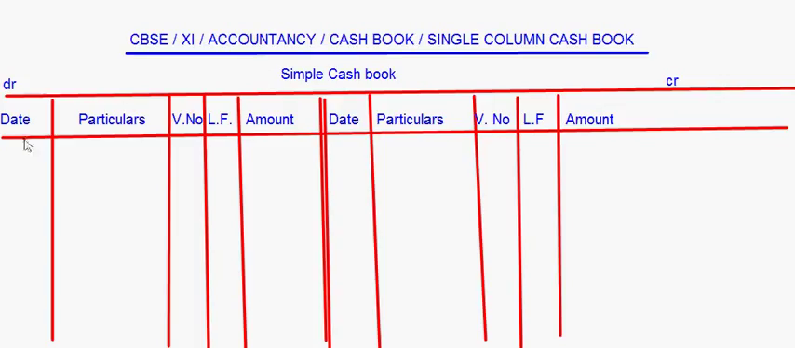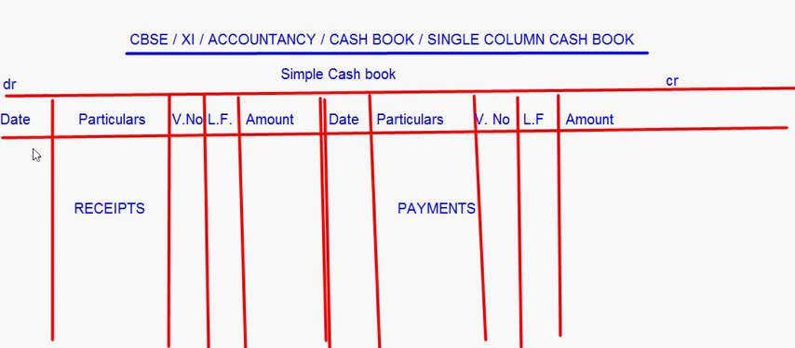Debit and credit sides, it's like a normal ledger account. The date, particulars, and you have a voucher number, ledger folio, amount on the debit side, and this is date, particulars, voucher number, ledger folio, amount on the credit side. Now the debit side is where you will be entering the receipts of cash, and the credit side is where the payments will come.